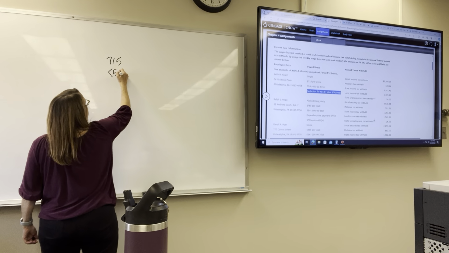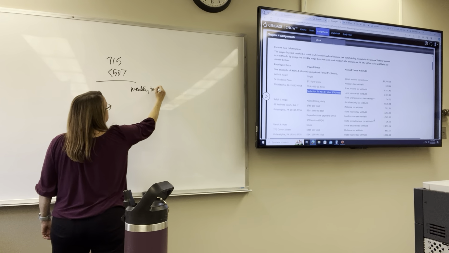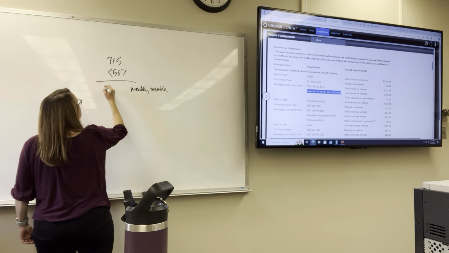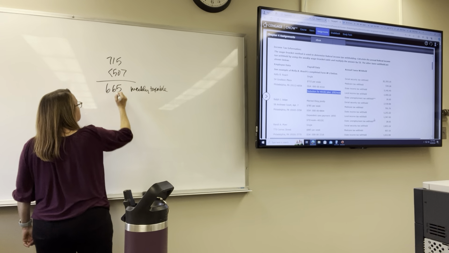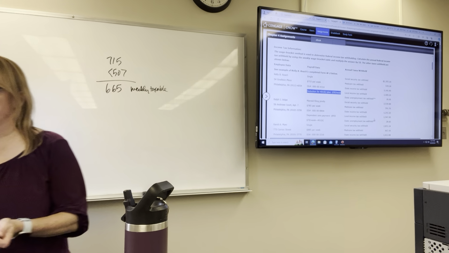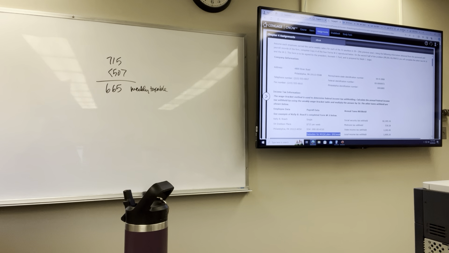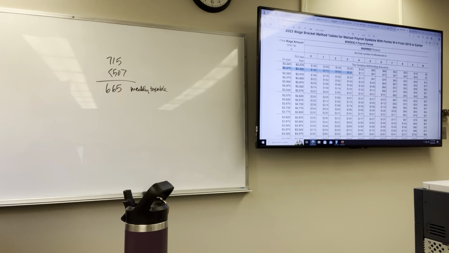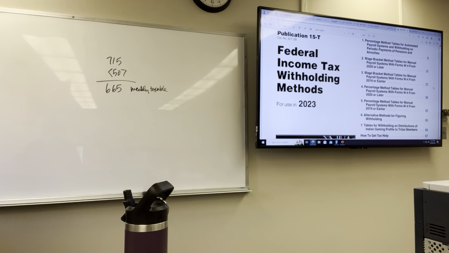$715. So on a weekly basis, it is $665. $665 a week. All right. So we're going to go to the tables. The new tables, wage bracket method, 2020 or later.